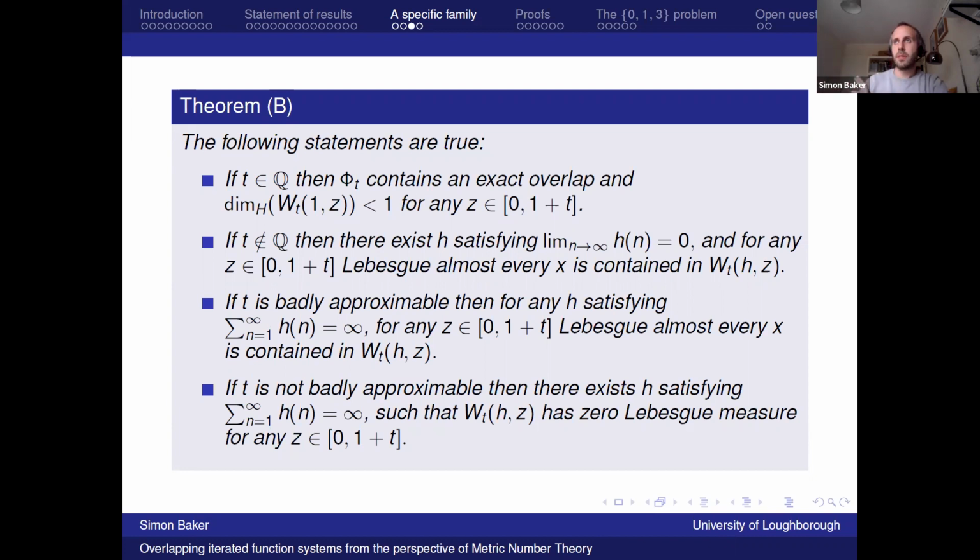We're seeing amongst T's which are not rational, so you don't have an exact overlap, kind of different types of Khintchine behavior. And just one thing I wanted to emphasize here, I gave this talk a little while ago.